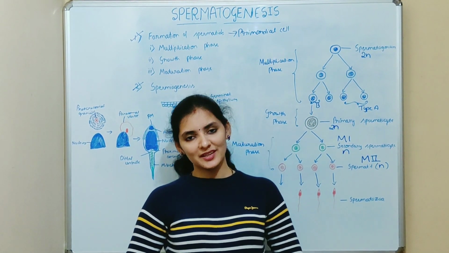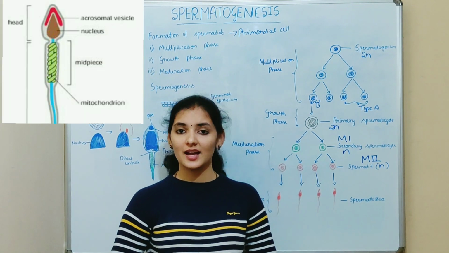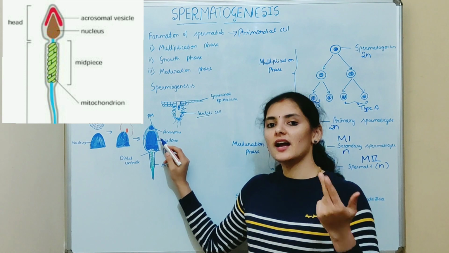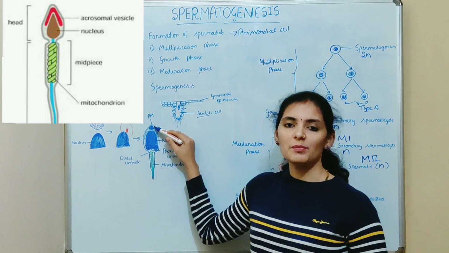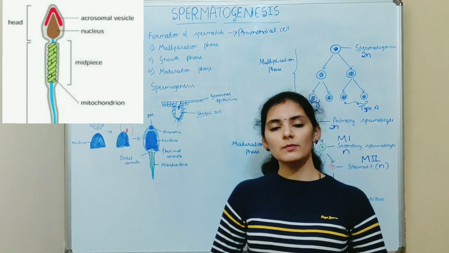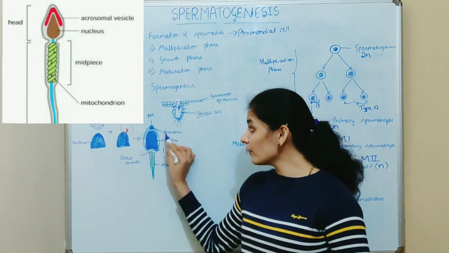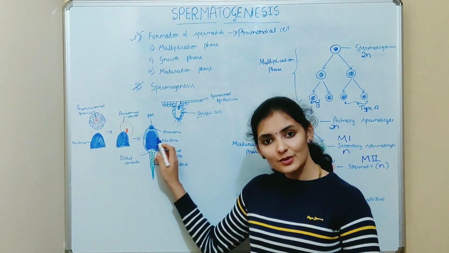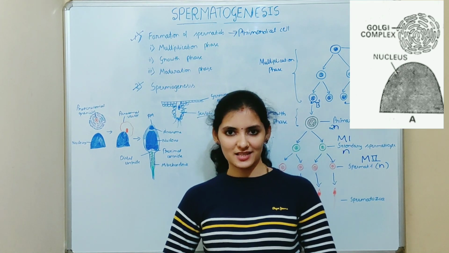The next very important change during spermiogenesis is acrosome formation. The acrosome is a cap-like structure which is present near the anterior region of the sperm head. This acrosome consists of a proteolytic enzyme which helps in penetration into the egg. The formation of the acrosome takes place during spermiogenesis. The acrosome is formed from the Golgi apparatus. We'll see how the acrosome formation takes place.